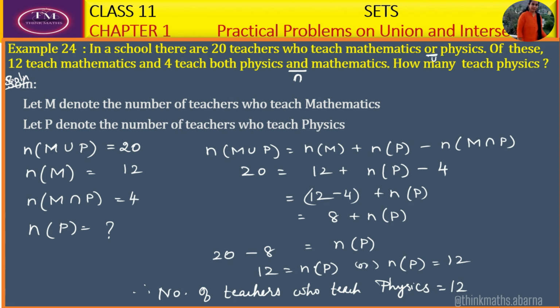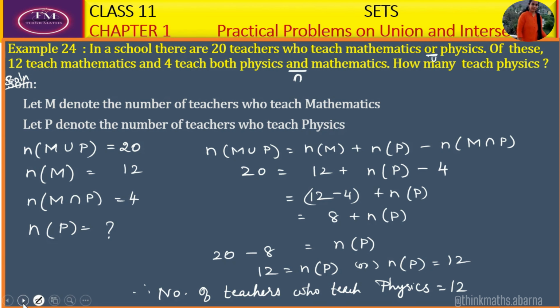If both are equality, if you change your equality as such, there will not be any change. So here we took only 8 here, so plus 8 will become minus 8. Here we just interchange. When you interchange the sides, the negative sign will not come. Okay. So number of teachers who teach physics is equal to 12.